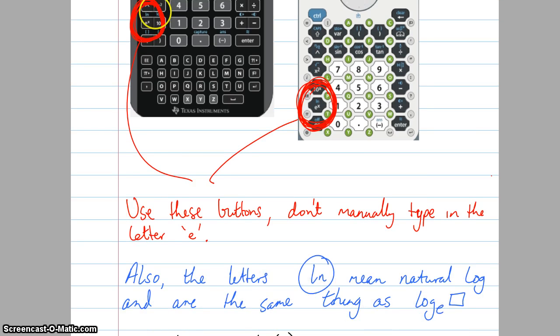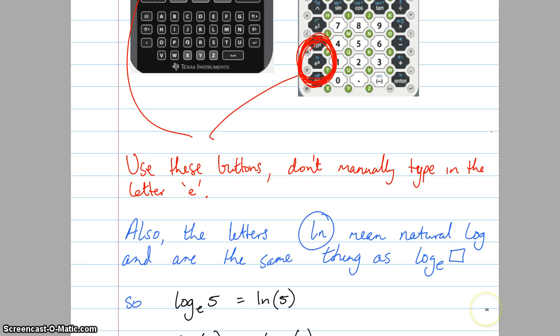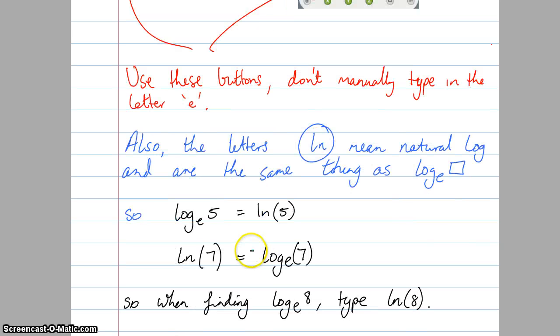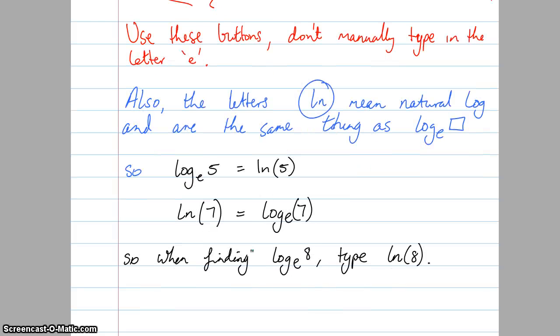So now this ln thing, ln just means the natural log. So ln means log e of something. So for example, log e of 5 is the same as ln of 5. Okay, that's the natural log. It's exactly the same thing. Another one there. So when we're finding log e, we can also type natural log of 8. Okay, so that's log e and also logs as well. And I hope that makes a little bit of sense. If you need any more help with it, please ask me.